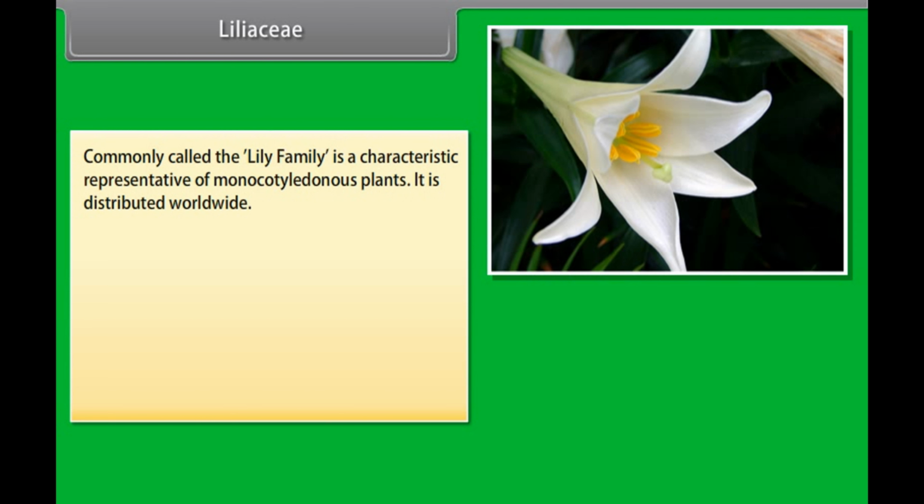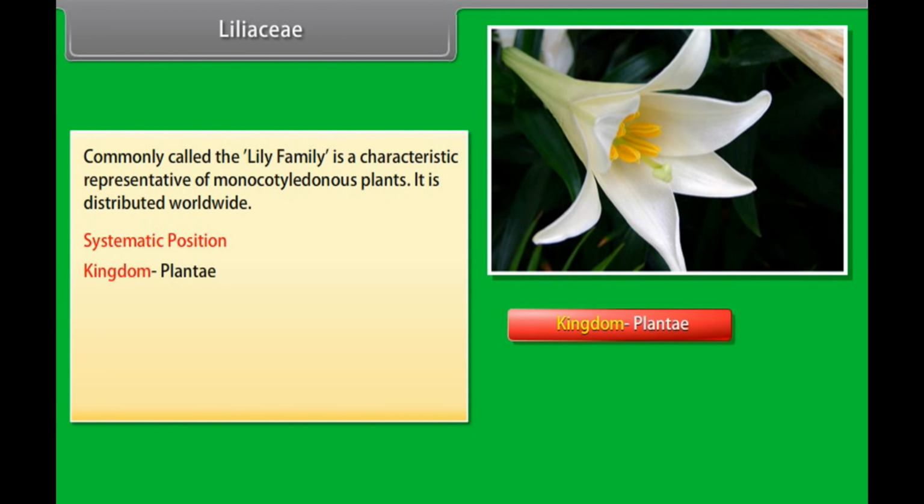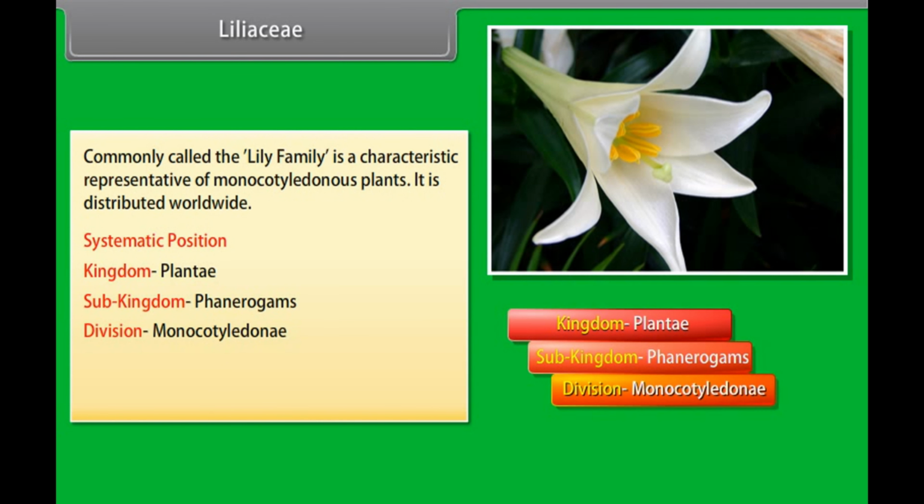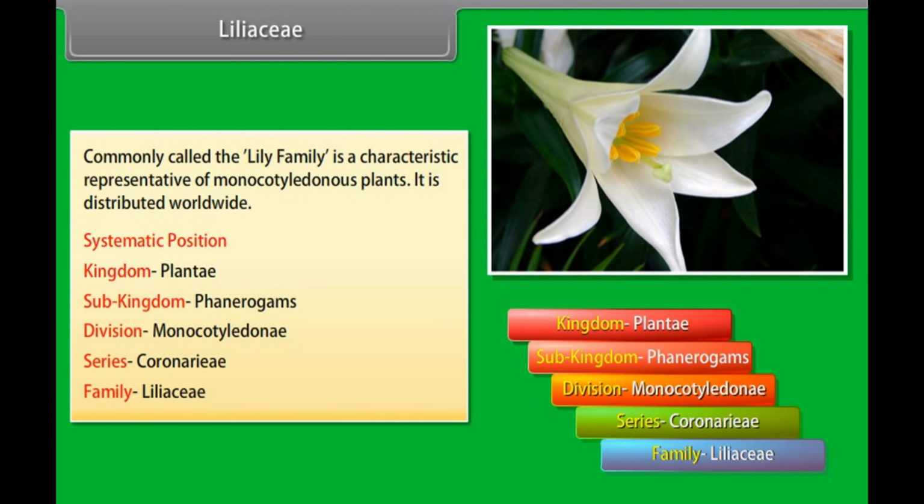Liliaceae, commonly called the lily family, is a characteristic representative of monocotyledonous plants. It is distributed worldwide. Systematic position: Kingdom Plantae, Subkingdom Phanerogams, Division Monocotyledoneae, Series Coronarieae, Family Liliaceae.